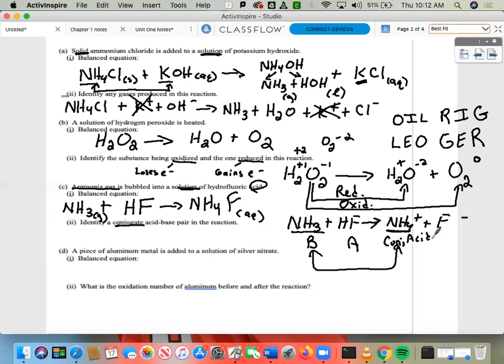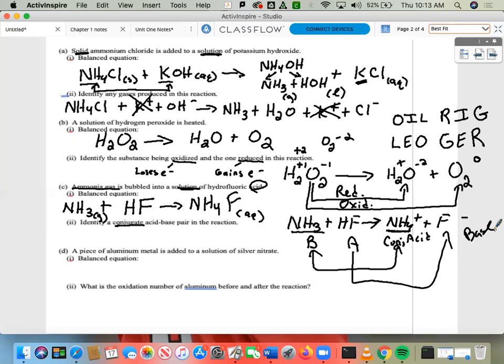So what does F minus look like? HF, right? And so the only difference between HF and F minus is it, instead of gaining an H, it loses an H. You'll notice when it gained an H, it became an acid, but when it lost an H, it became a base. So you have two conjugate acid-base pairs, you pick one of them, doesn't matter. So is it NH3 and NH4 plus? It says just identify one, doesn't it? It says A, there are two of them. Let's pick one of them.